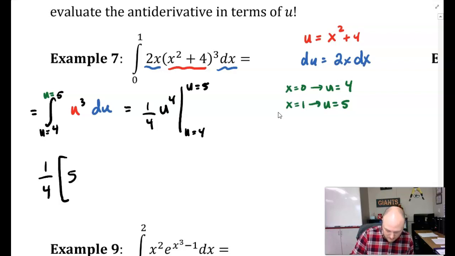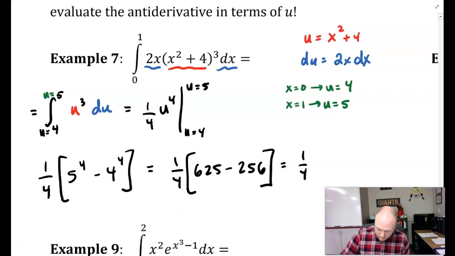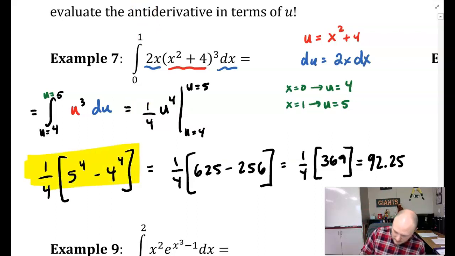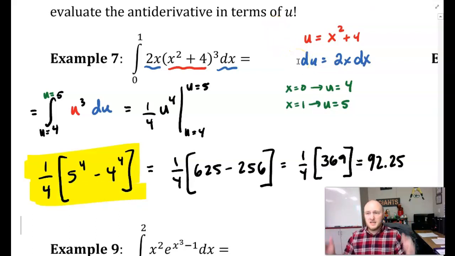We have 5 to the power of 4 minus 4 to the power of 4, which gives us 1/4 times 625 minus 256, which is 4 to the 4th, that gives us 369. And I'm going to take 1/4 of that, which gives us 92.25. Again, if this is a free response question, you can stop right here. If it's a multiple choice, you may have to go further, okay? All right, but that's it.